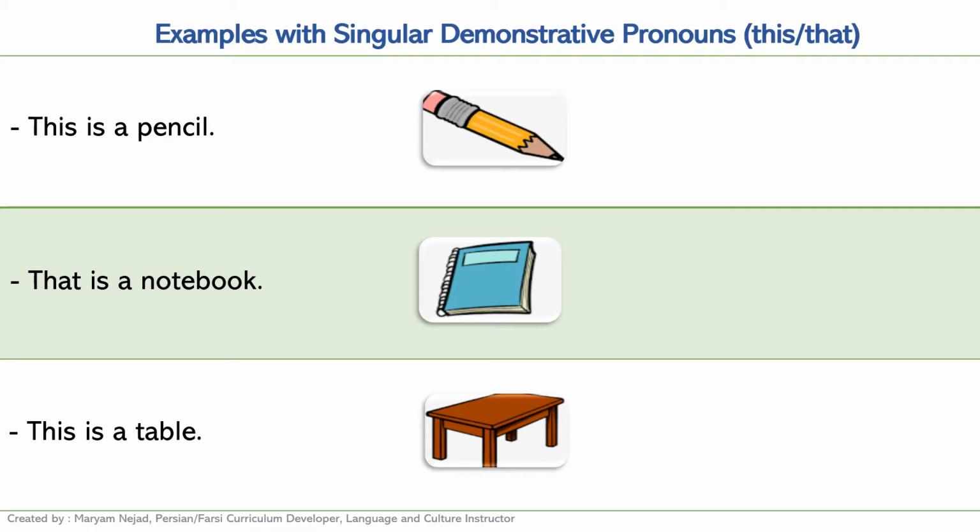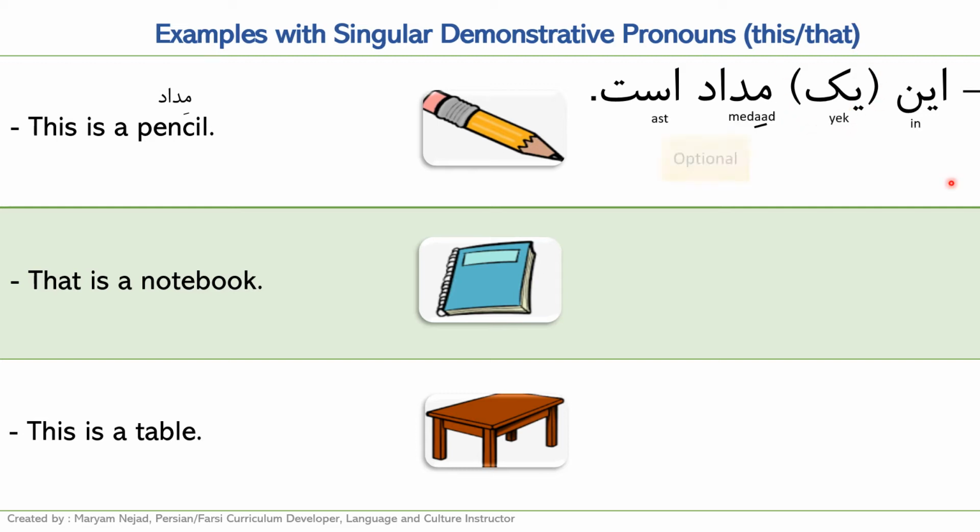The first one, this is a pencil. Pencil is medad. In یک مداد است. And again, یک here is put in a bracket because it's optional. And the informal is in یه مداده. The ye again is in a bracket.